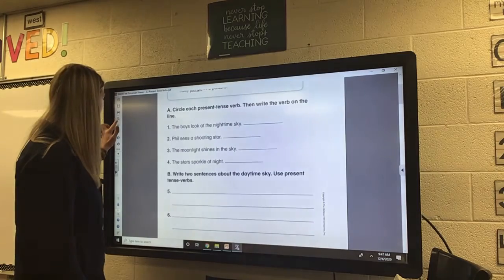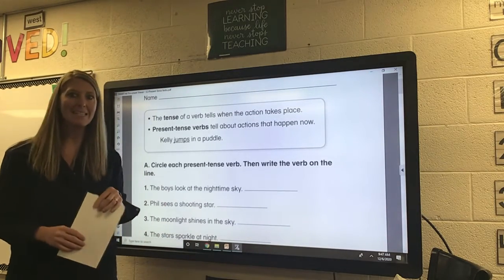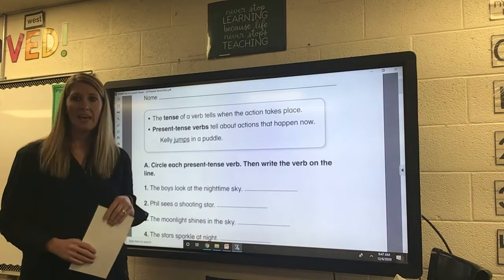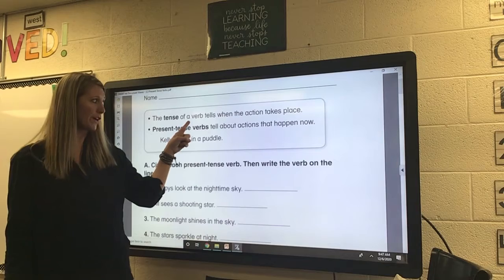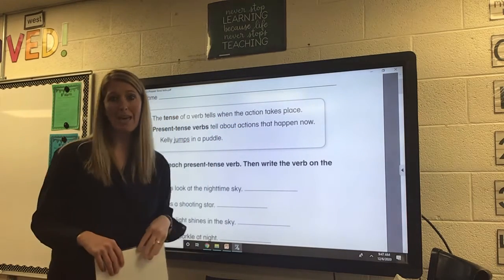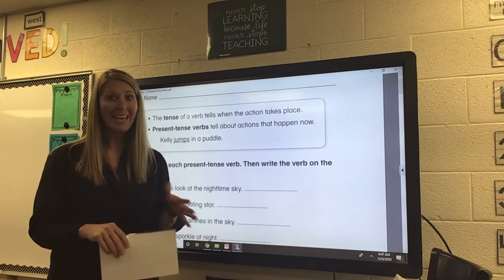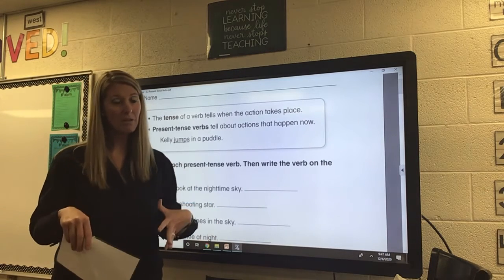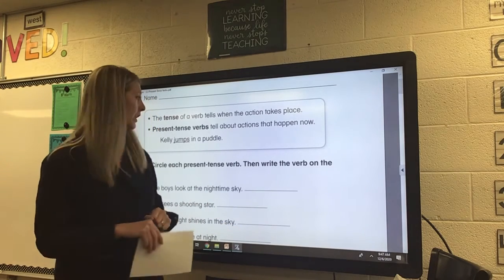Once you have your grammar page, would you please at the top write your name nice and neat up there? And then in the box, it says the tense of a verb tells when the action takes place. So we just learned that in Mrs. Murphy's lesson along with the little video. The tense is telling us, is it happening now? Did it already happen in the past? Or is it going to happen in the future?